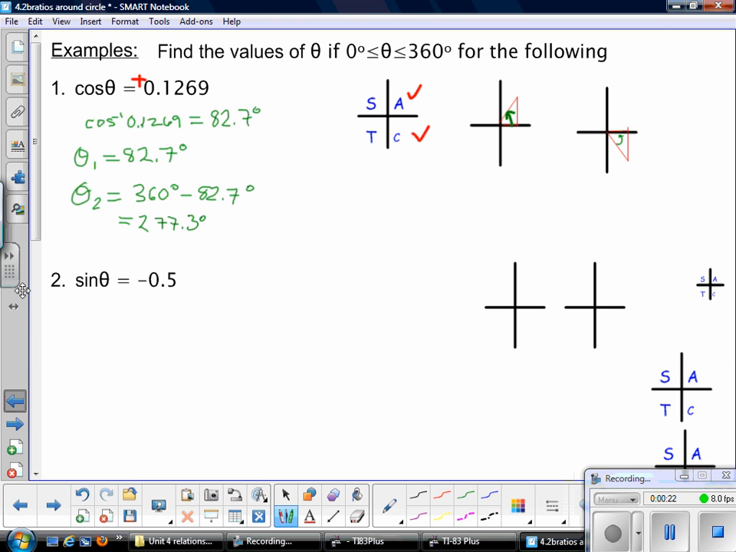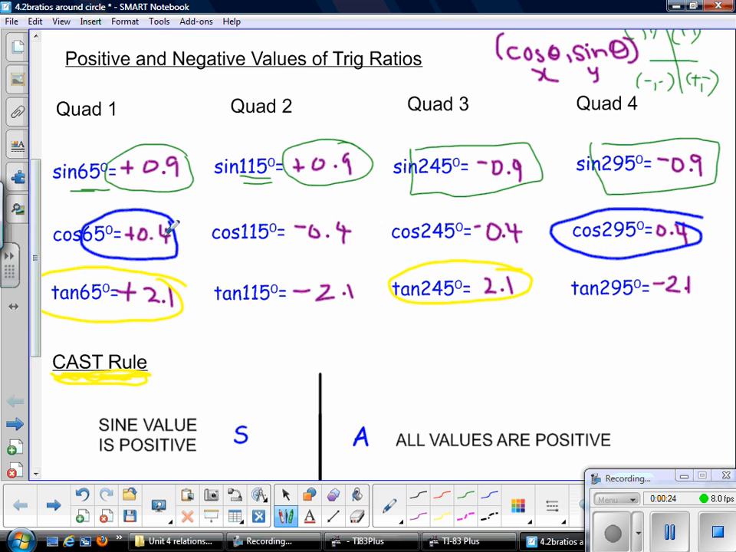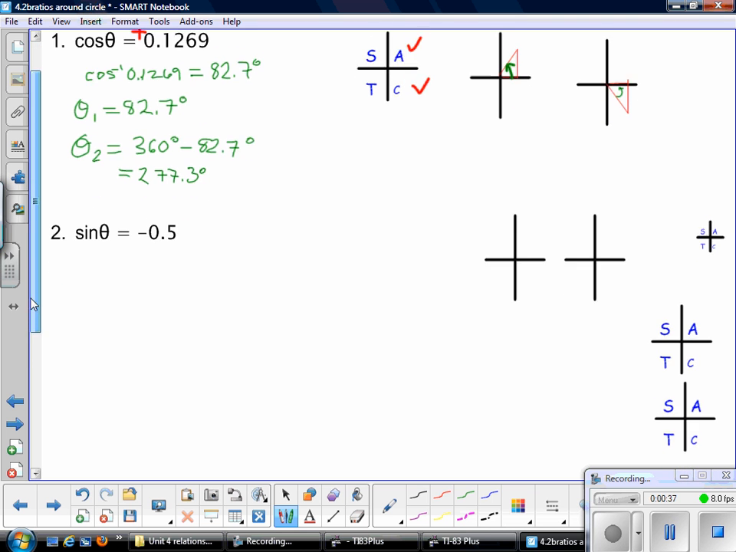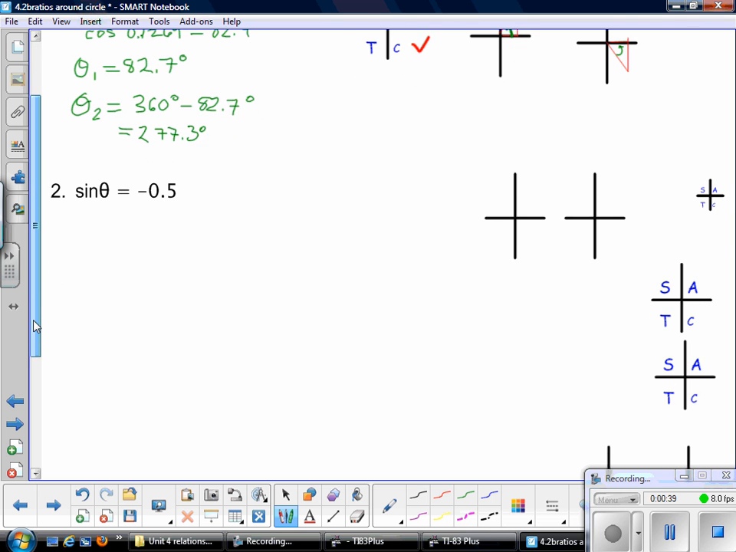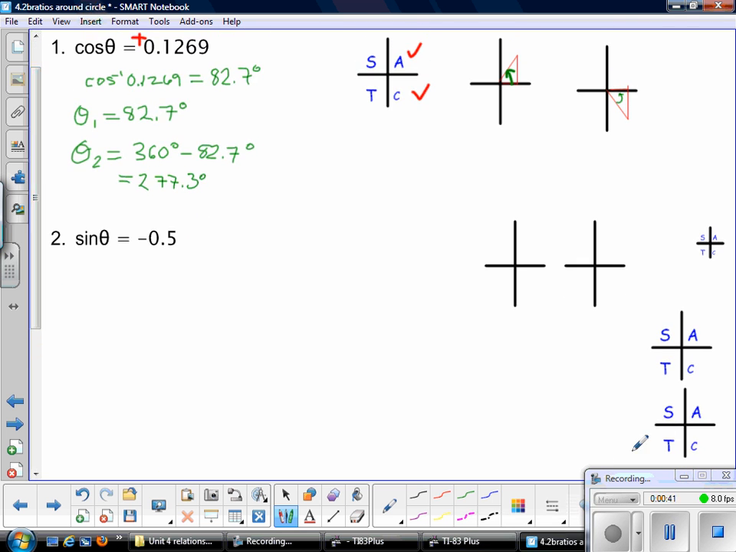The reason being, remember when I did this here and we saw that all of these had the same number? It just depended whether they were positive or negative. So we can do that. We can figure that out and then figure out what quadrant it needs to be in. So I think we're going to try that. I've had better luck with students being able to do that part.